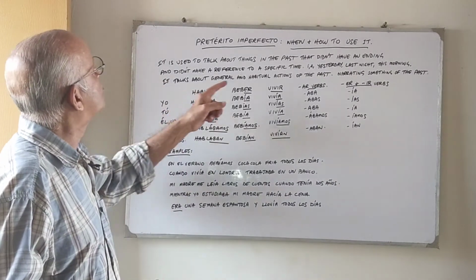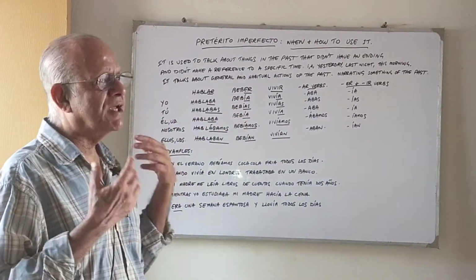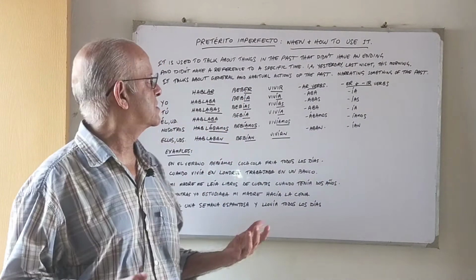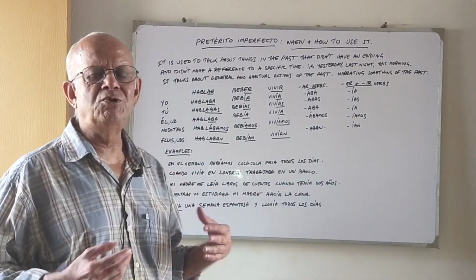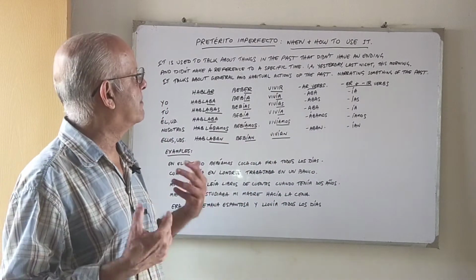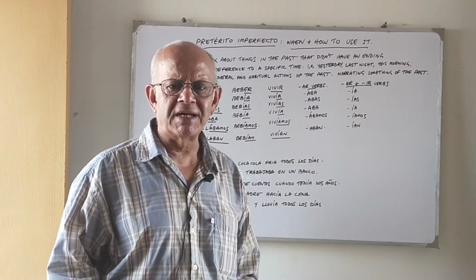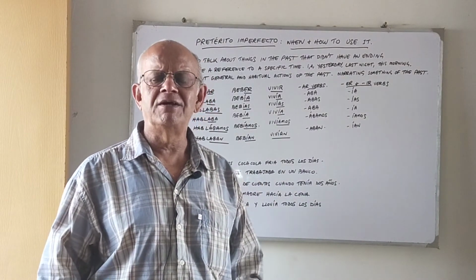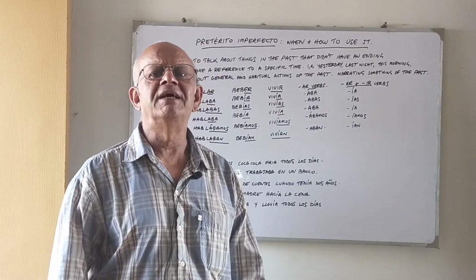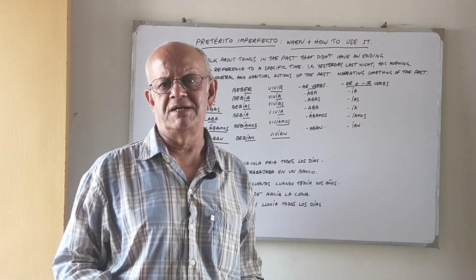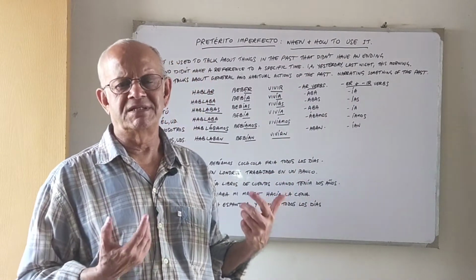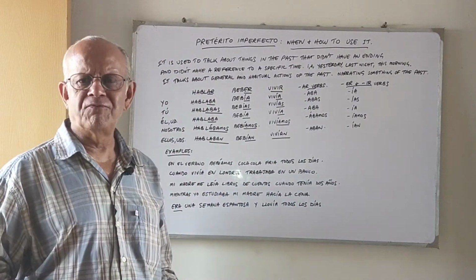So it talks about general and habitual actions of the past that used to take place in the past, or it is used to narrate something of the past. When we are narrating or telling stories, narrating things that used to take place in the past, then we use this tense. How is it formed?